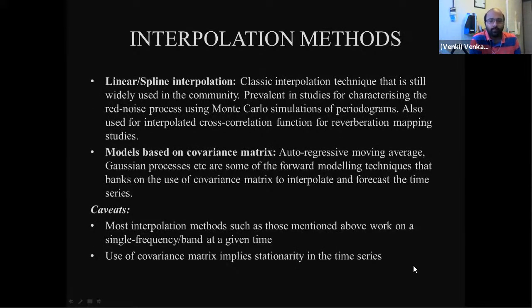So we know some of the tricks that we use in literature are mostly banking on linear spline interpolations. And of course, they are also tested as robustly as possible using Monte Carlo simulations. But on the other hand, we have the forward modeling tricks, which use a covariance matrix like the damped random walk modeling methods. But using a covariance matrix, there is already an implicit assumption of stationarity because of the heavy use of the diagonal components of the matrix. And also, most of these techniques work on a single frequency or energy band at a given time.